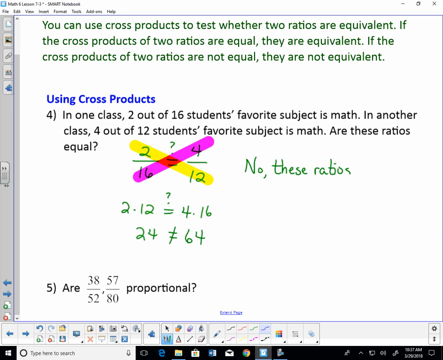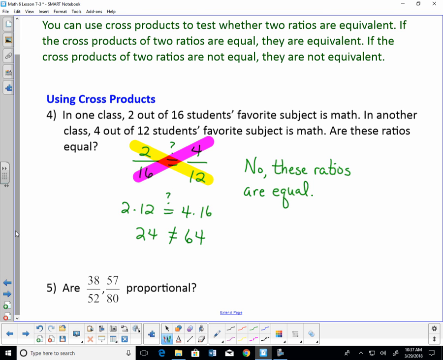Now I'm hoping, before you even did the multiplication, you looked at this problem and said, wait a second, 2 is smaller than 4, 12 is smaller than 16. There's no possible way that 2 times 12 is going to be equal to 4 times 16. Just in case you didn't pick up on that, we did the actual multiplication. When I multiply two numbers that are smaller together and two numbers that are bigger together, the bigger numbers multiplied together should give me a bigger product. Let's take a look at another one.